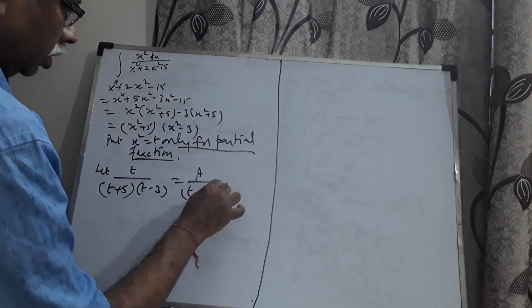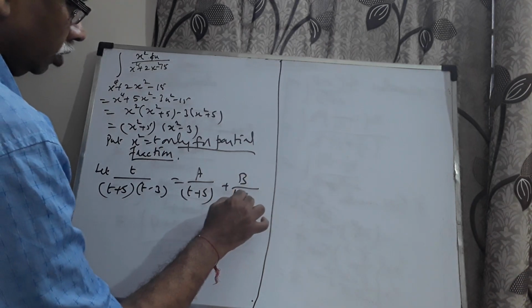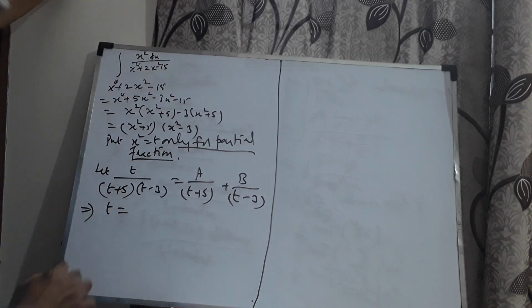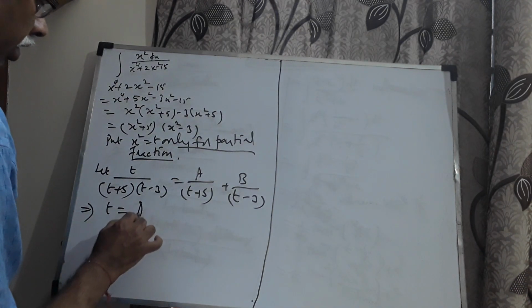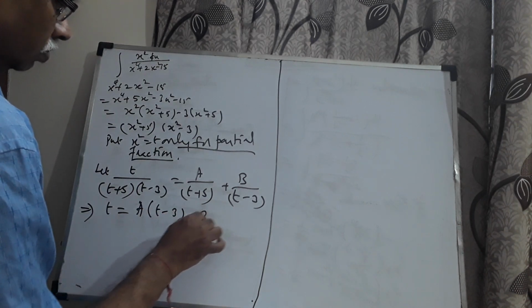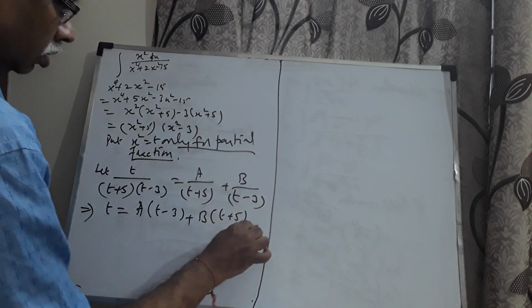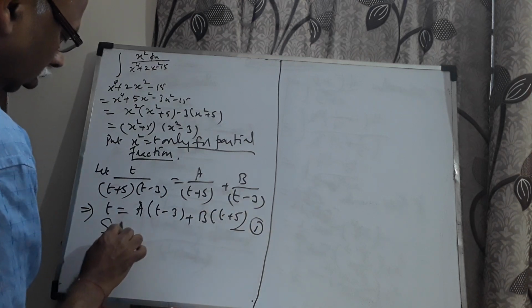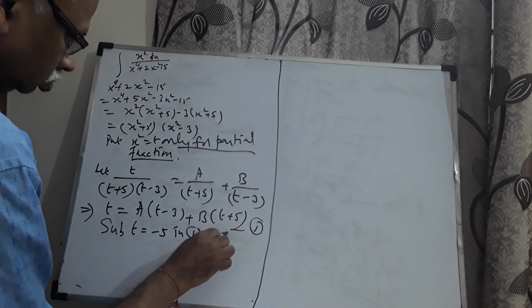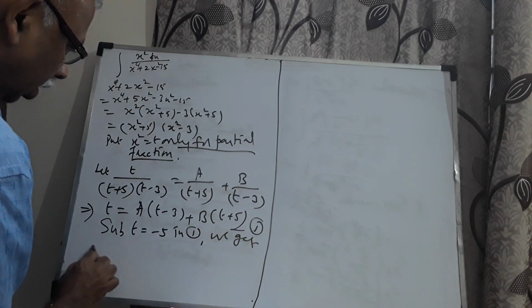Let t divided by t plus 5 into t minus 3 be equal to a by t plus 5 plus b by t minus 3. It is the application of partial fractions. After taking LCM and cancelling out the denominator, I end up with t is equal to a into t minus 3 plus b into t plus 5.